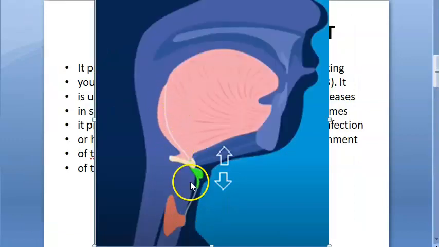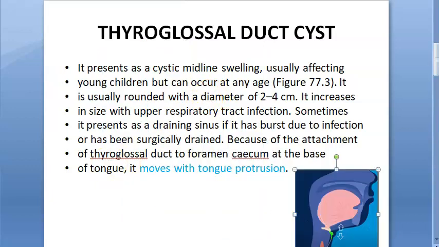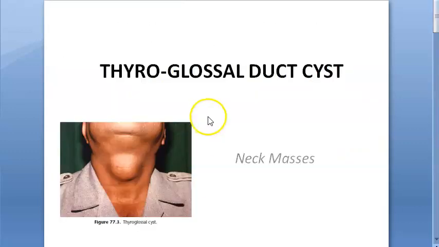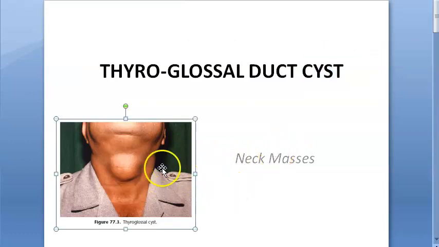So on this duct there is a cyst formation which moves up and down when they protrude the tongue, okay. So you will ask the person to just stick their tongue out, and as they stick their tongue in and out, the thyroglossal duct cyst will move, okay. So basically, did you understand? Thyroid, tongue, there's a duct between these two, there is a cyst on this duct, cyst is fluid filled, right? So this is a midline mass, neck mass, okay.